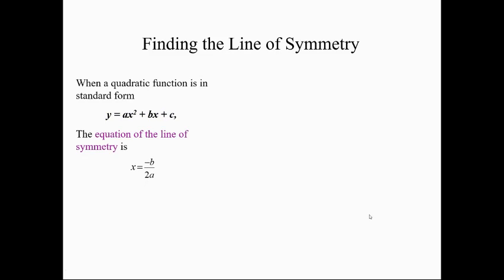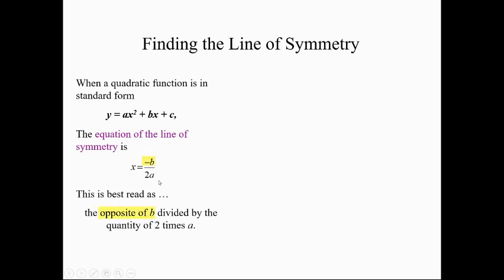To find the line of symmetry, we're going to use this formula. x is equal to negative b over 2a. So basically, the way we're going to read this is it's the opposite of b. Remember, b is the coefficient of just x to the power of 1, over 2 times a. So negative b divided by 2a, or the opposite of b, divided by 2a.